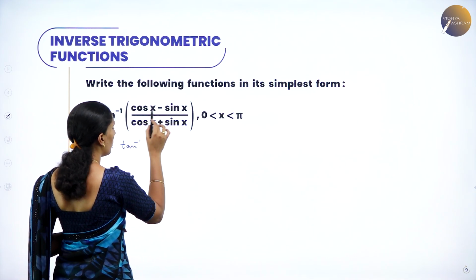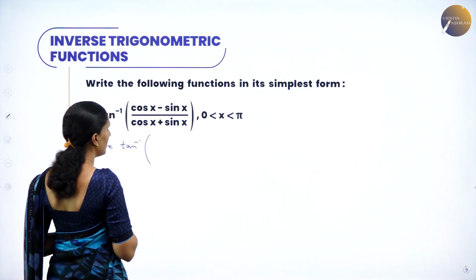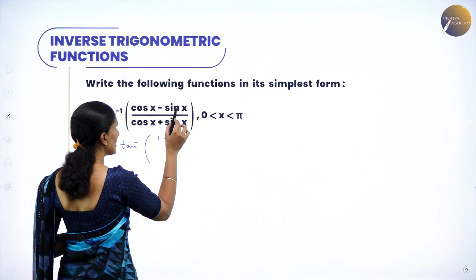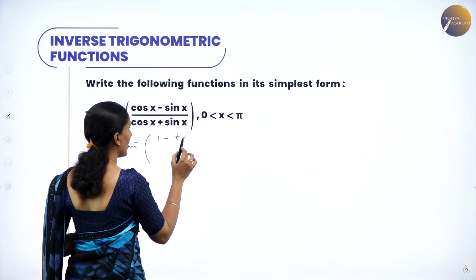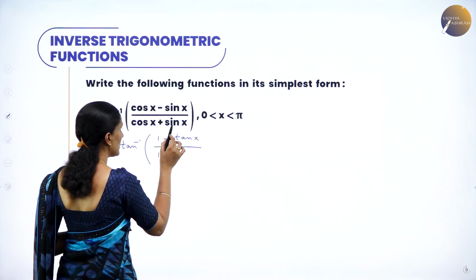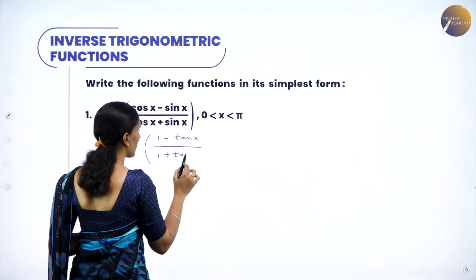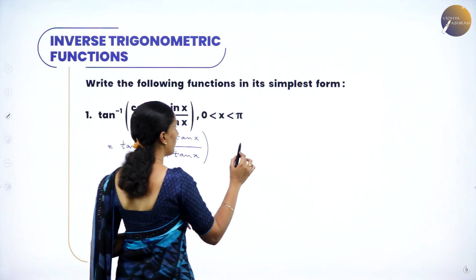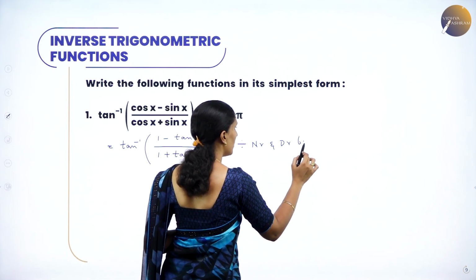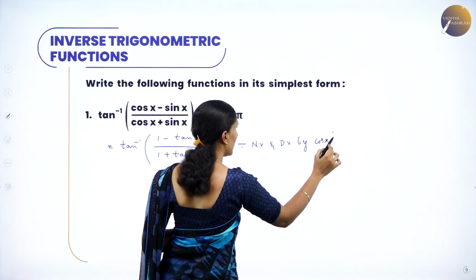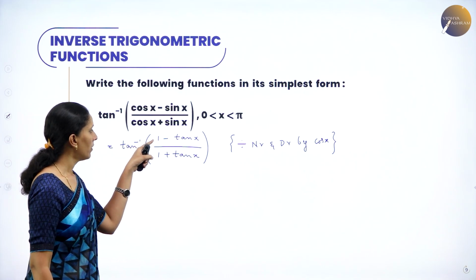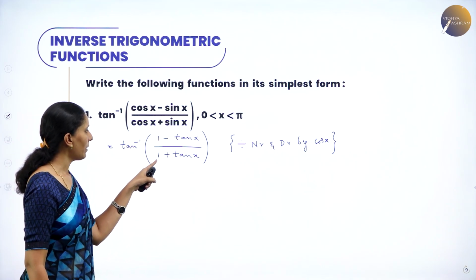I'll divide both numerator and denominator by cos x. So then this becomes 1 minus sin x by cos x, which is tan x here. Cos x by cos x is 1. Sin x by cos x is tan x. So what I have done here is divided numerator and denominator by cos x completely. So now this is in the form of 1 minus tan x divided by 1 plus tan x.